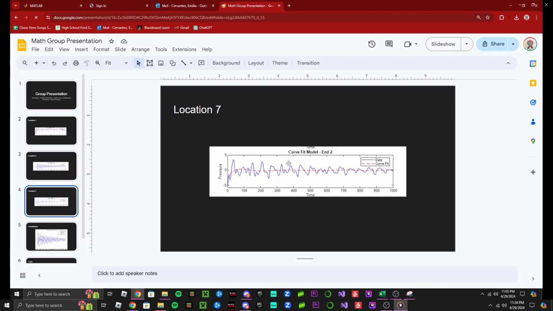Alright, so this is location 7, Jason. This is pressure versus time. Now this is out on one of the ends, and as you can see, it doesn't nearly hit -5 to 5, it's more about -5 to 4-ish. You can see it's a little more spread out than location 4 and 1, with the curve fit not being as straight, and varying a little bit in the middle.